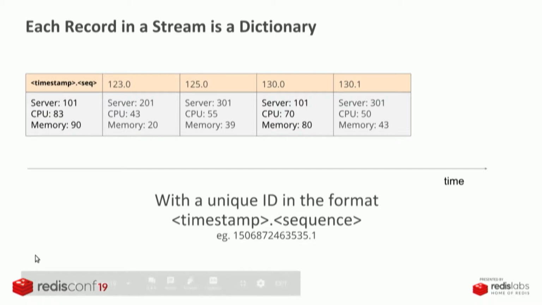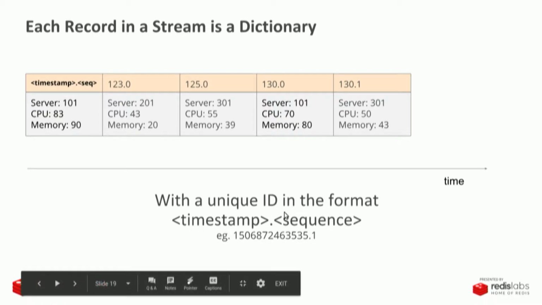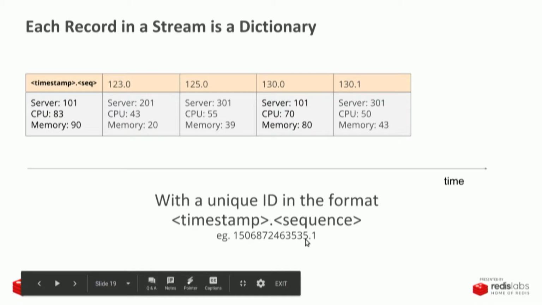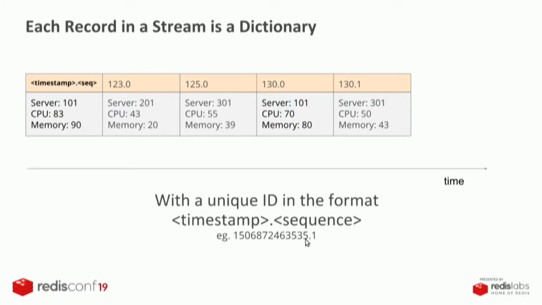So the timestamp actually looks like this. Over here, I've just condensed it so that it's more readable, but it will essentially look like a Unix timestamp followed by a running sequence. The running sequence number is such that if you add two records at the same millisecond instant, then the running counter just keeps incrementing, right? So that's how a record looks in a Redis stream.